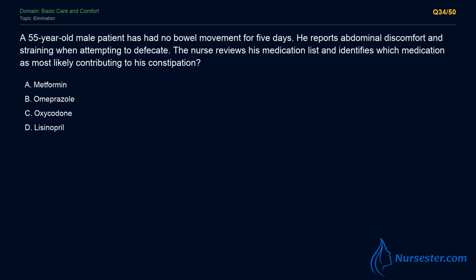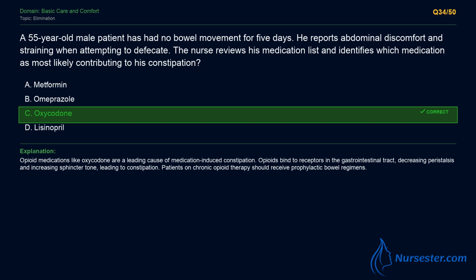The correct answer is C. Opioid medications like oxycodone are a leading cause of medication-induced constipation. Opioids bind to receptors in the gastrointestinal tract, decreasing peristalsis and increasing sphincter tone, leading to constipation. Patients on chronic opioid therapy should receive prophylactic bowel regimens.